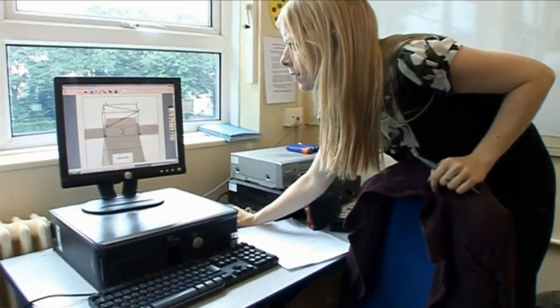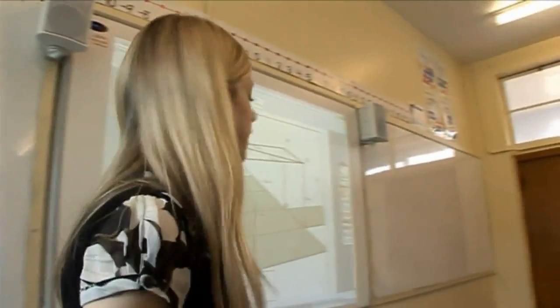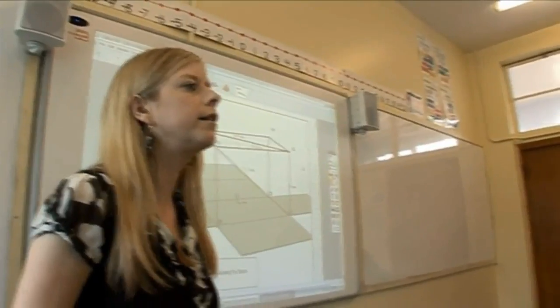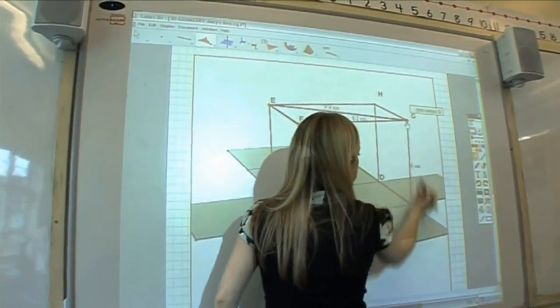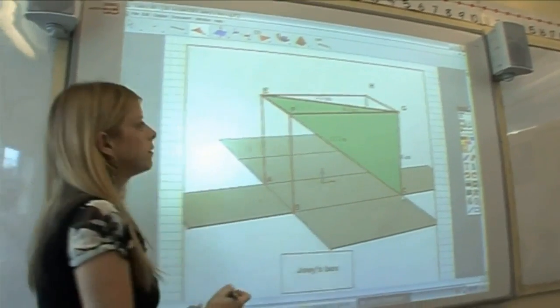Is it a triangle? Does anybody have anything they want to mention? Denai? Yeah, you can see a triangle inside of it. I think it's from points E, G and C there. So you want me to go from point E to G to C. Okay, let's rotate that and have a look at it.